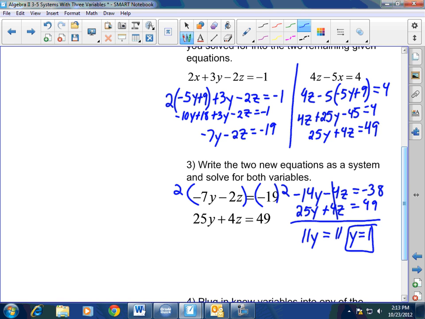Now that y equals 1, plug it back in here, guys. So 25 times 1 plus 4z equals 49. Subtract the 25. So 4z equals 24. Divide by 4. Z equals 6.